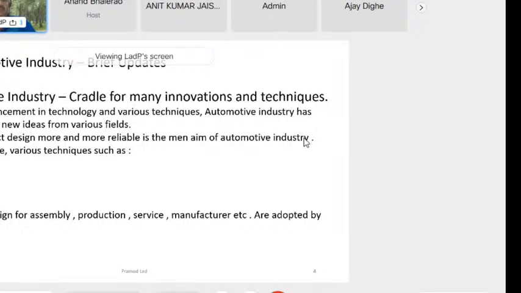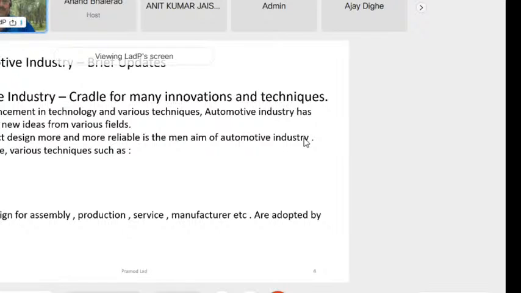Next, the automotive industry has remained the cradle for many innovations and techniques. As you know, many military or even aviation industry techniques, which were very limited to those particular industries, were also adopted by the automotive industry during the course of, say, the last about 100 years of history. They have always been accepting new technologies.